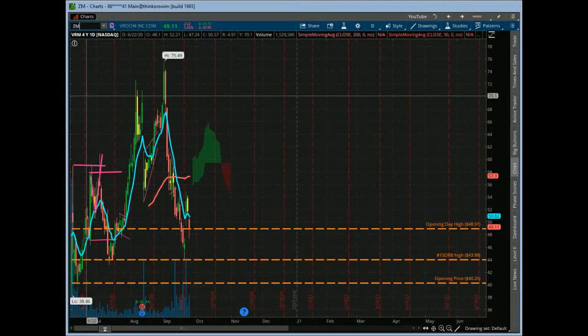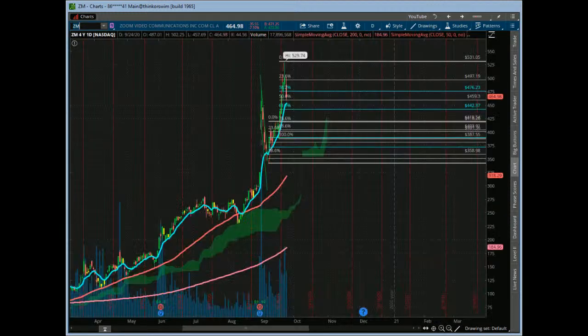And of course, Zoom too, right? So Zoom just kind of pulling back. See how it holds the 80 MA. It's been bouncing off a lot of these Fibonaccis recently.